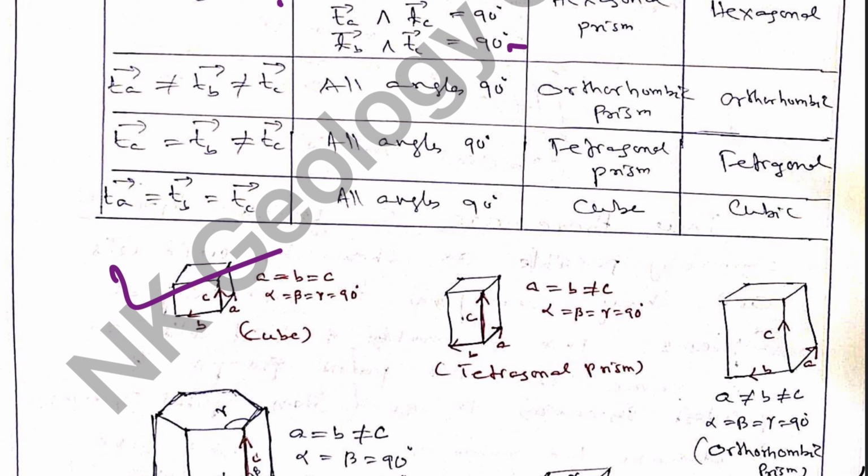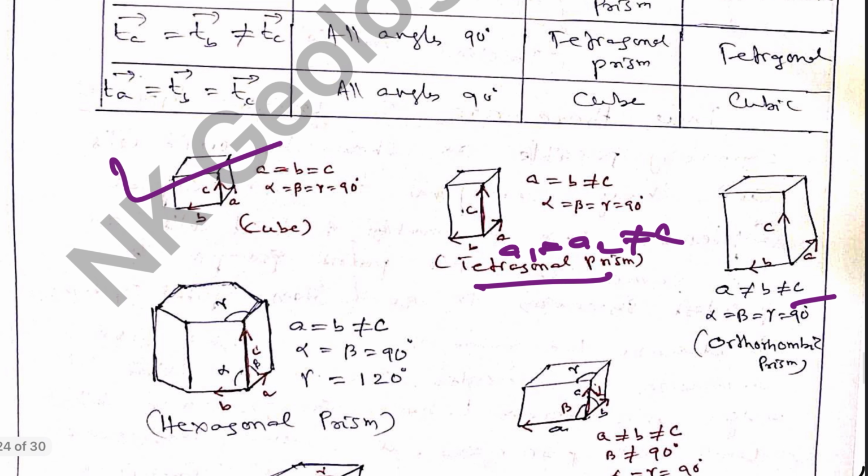a = b, or it can be designated as a1 = a2, is not equal to c. So this is a tetragonal prism. And here in the case of orthorhombic, a is not equal to b is not equal to c, and they are 90 degrees to each other.